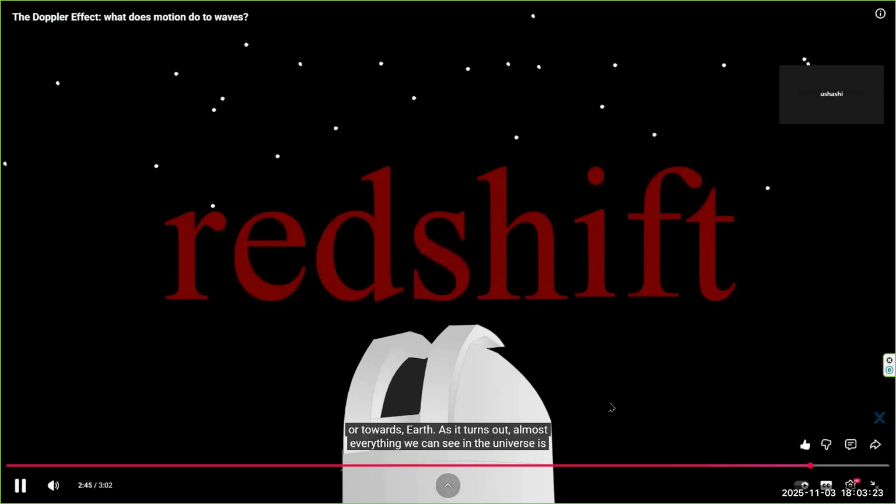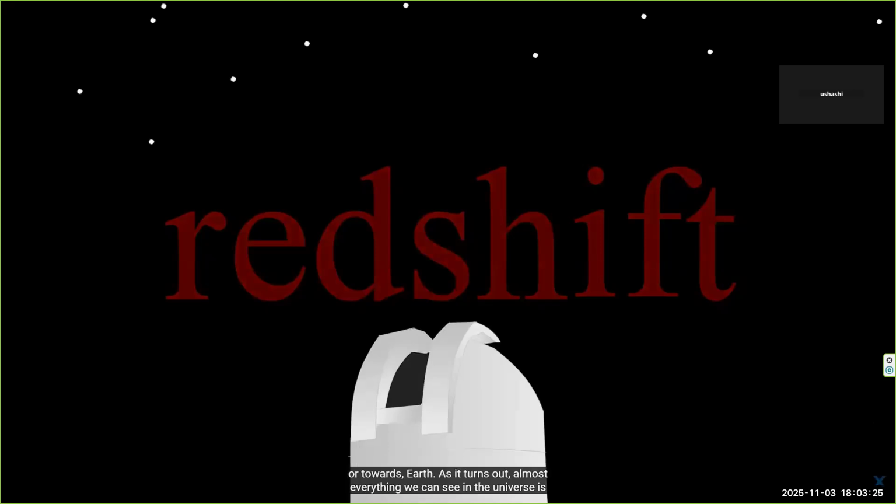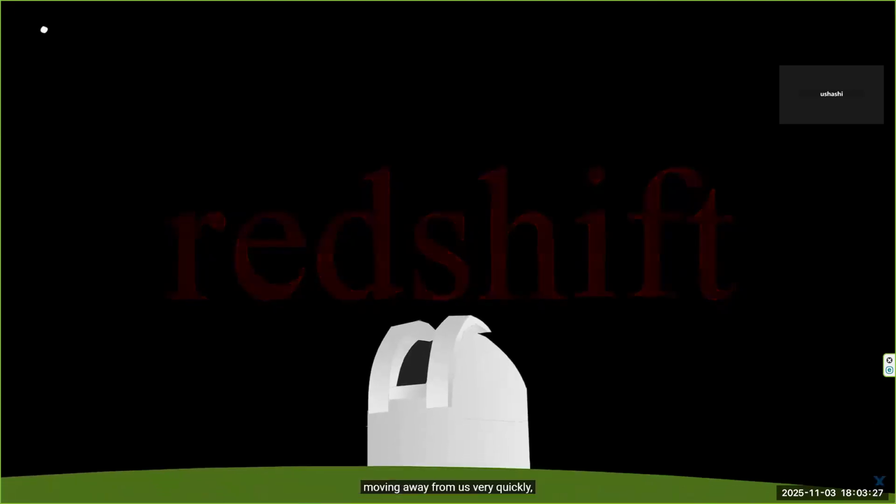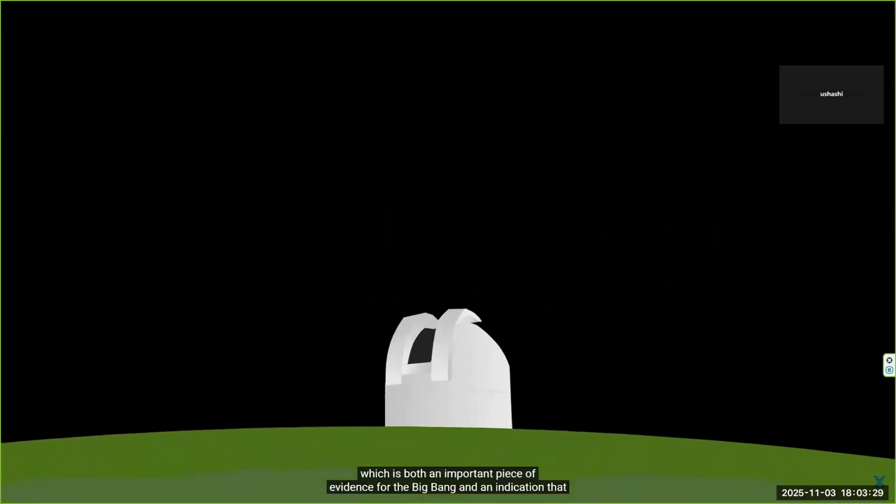Or towards Earth. As it turns out, almost everything we can see in the universe is moving very quickly, which is both important.